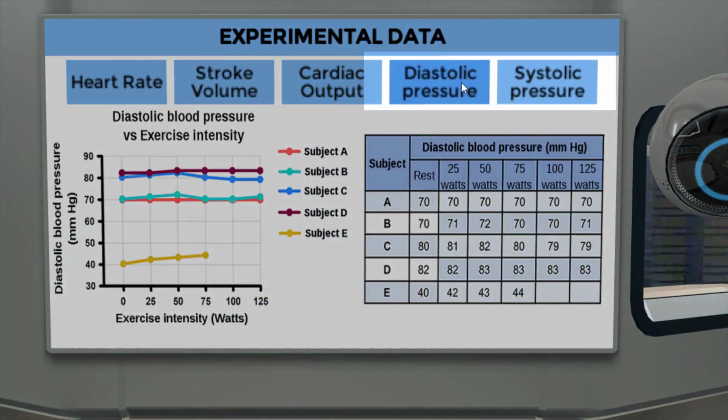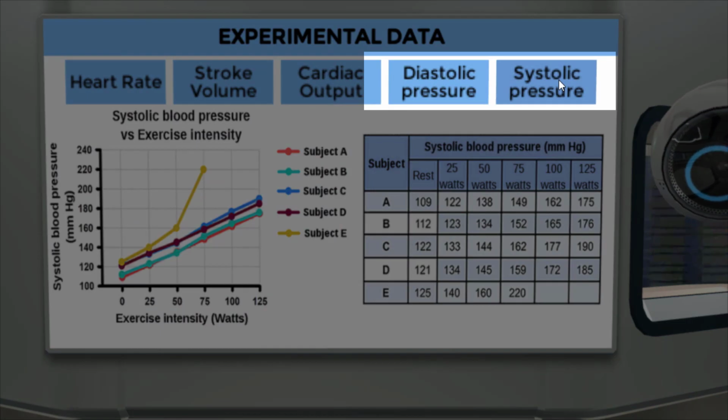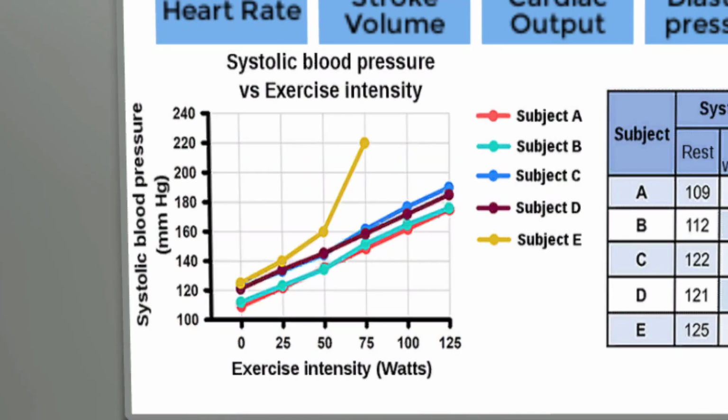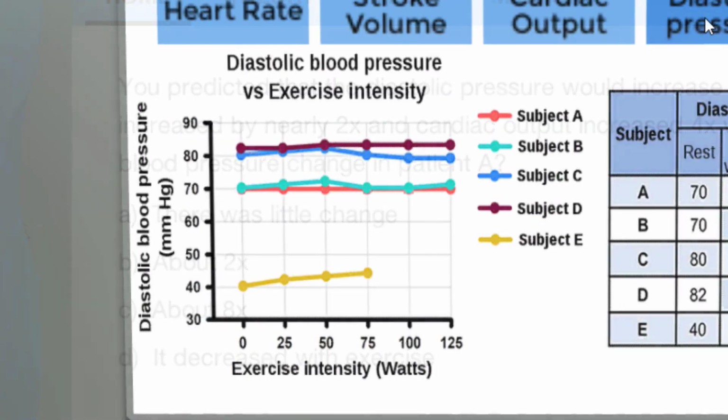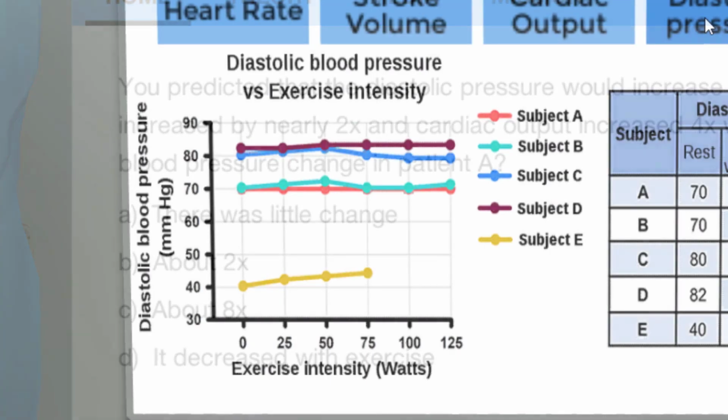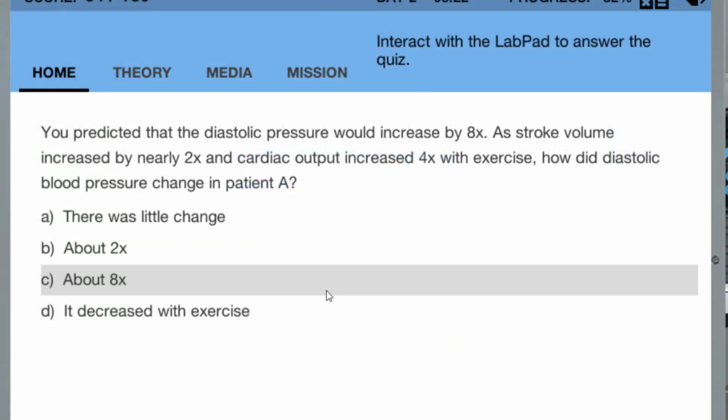Notice that the tabs for the blood pressure data are now available on the big screen. Here you have systolic and diastolic blood pressure data from all patients. You predicted that the diastolic pressure would increase by 8 times. As stroke volume increased by nearly 2 times and cardiac output increased 4 times with exercise, how did diastolic blood pressure change in patient A?